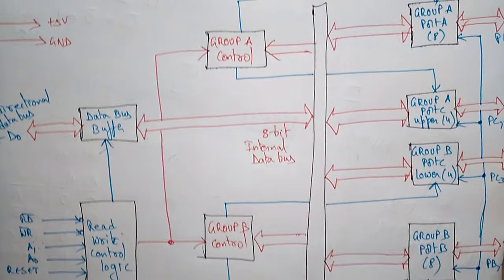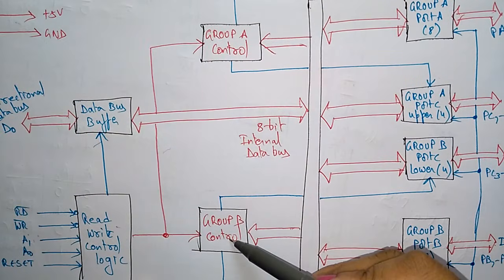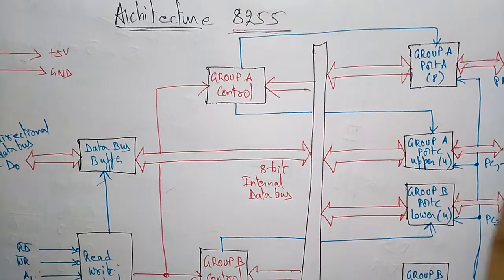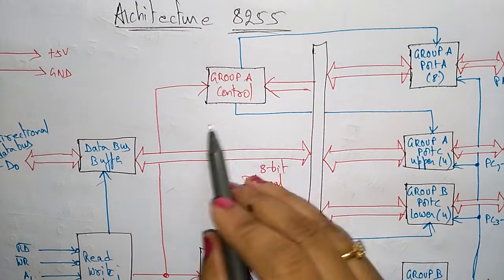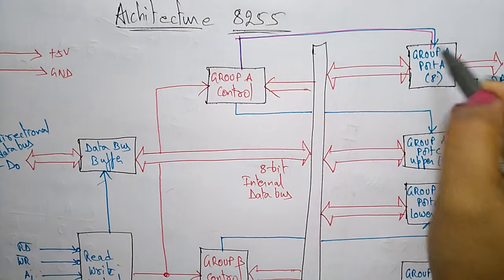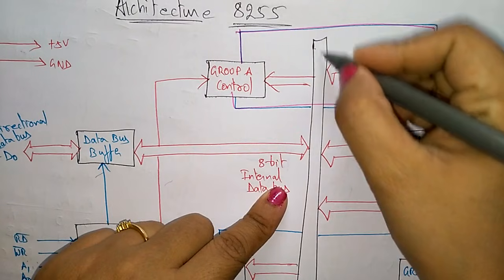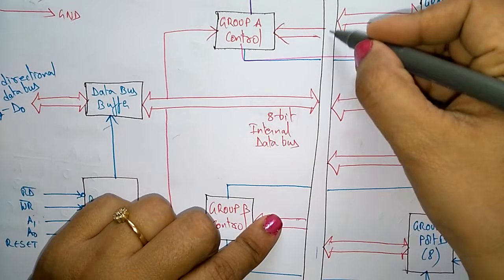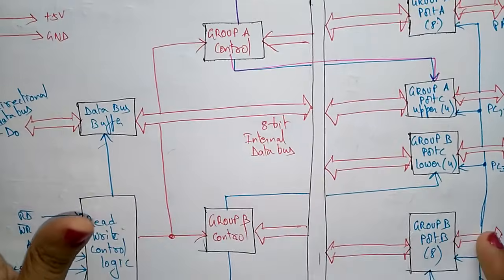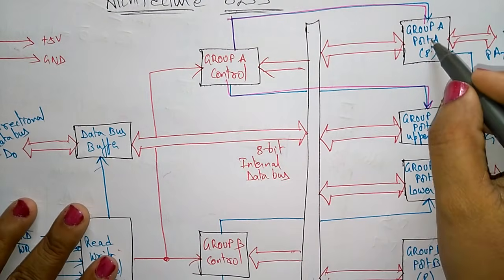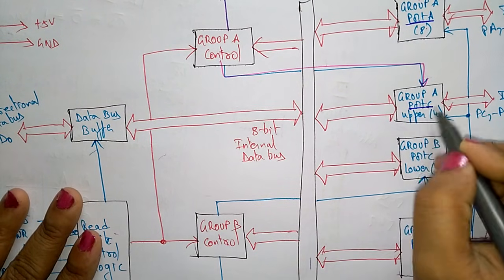Now, this 8255 is divided into two groups, Group A control and Group B control. Group A control holds Group A port A and port C upper. This is the internal bus, which consists of data bus, address bus and control bus. Here you have to remember that Group A control holds port A and port C upper.